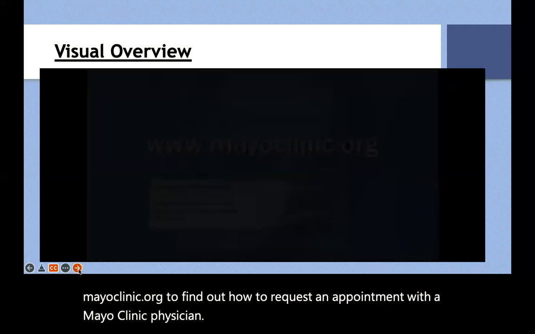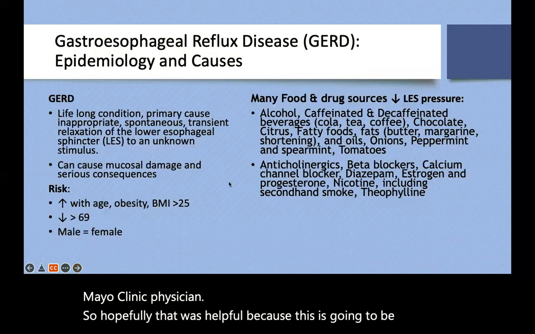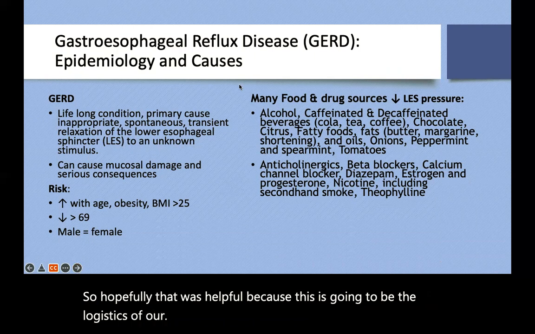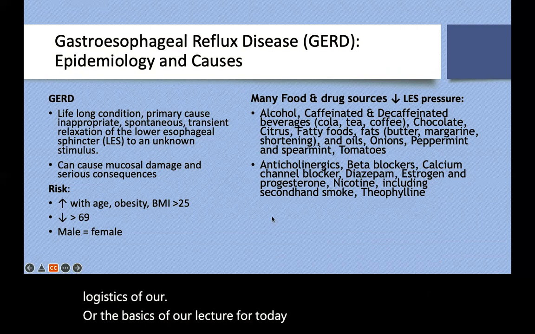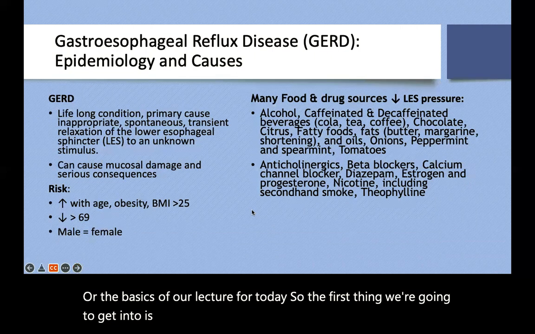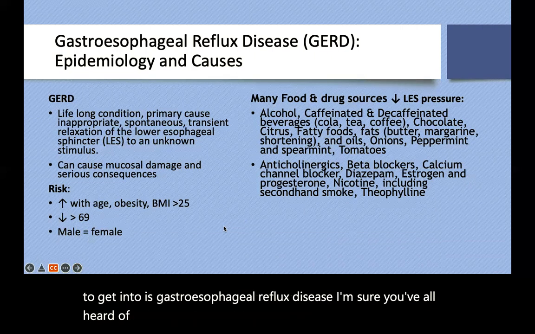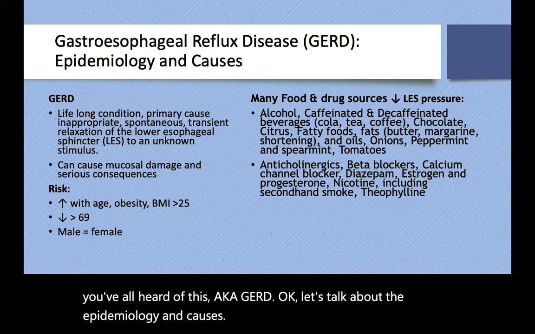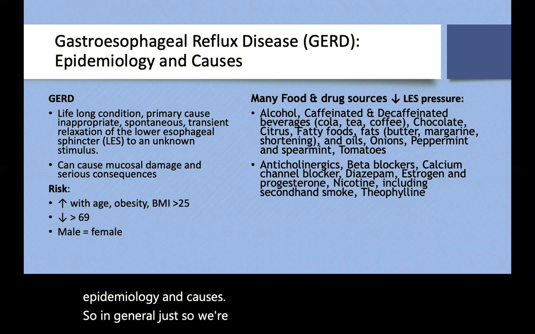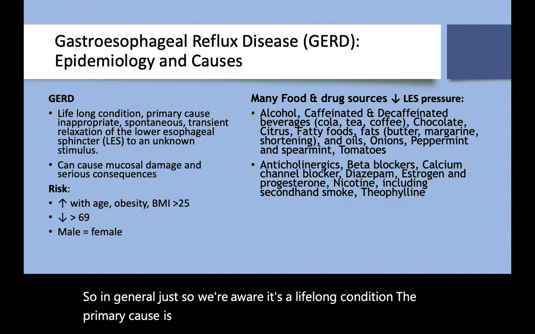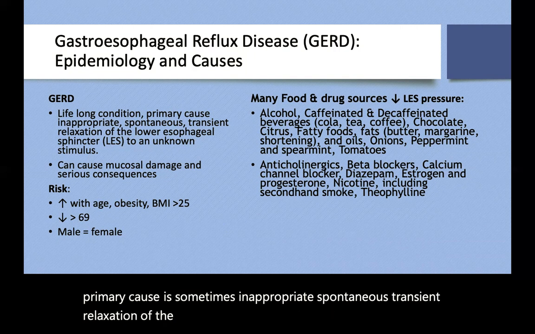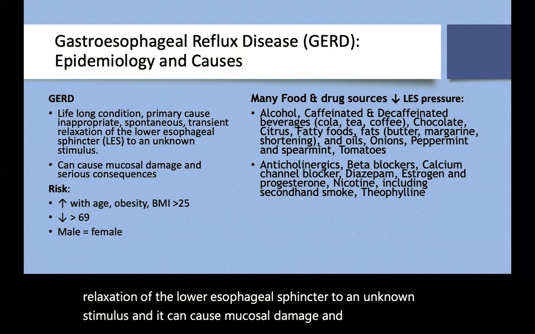Okay, so hopefully that was helpful because this is going to be the basics of our lecture for today. So the first thing we're going to get into is gastroesophageal reflux disease. I'm sure you've all heard of this, aka GERD. Okay, let's talk about the epidemiology and causes. In general, it's a lifelong condition. The primary cause is sometimes inappropriate, spontaneous, transient relaxation of the lower esophageal sphincter to an unknown stimulus, and it can cause mucosal damage and, of course, serious consequences.